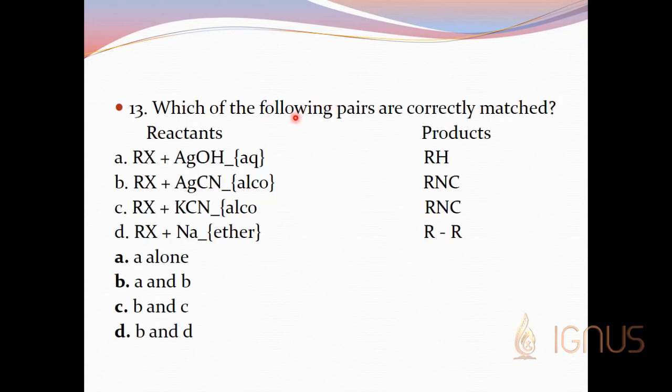Which of the following pairs are correctly matched? Option A alone. Option B, A and B. Option C, B and C. Option D, B and D. Try to find the correct answer.